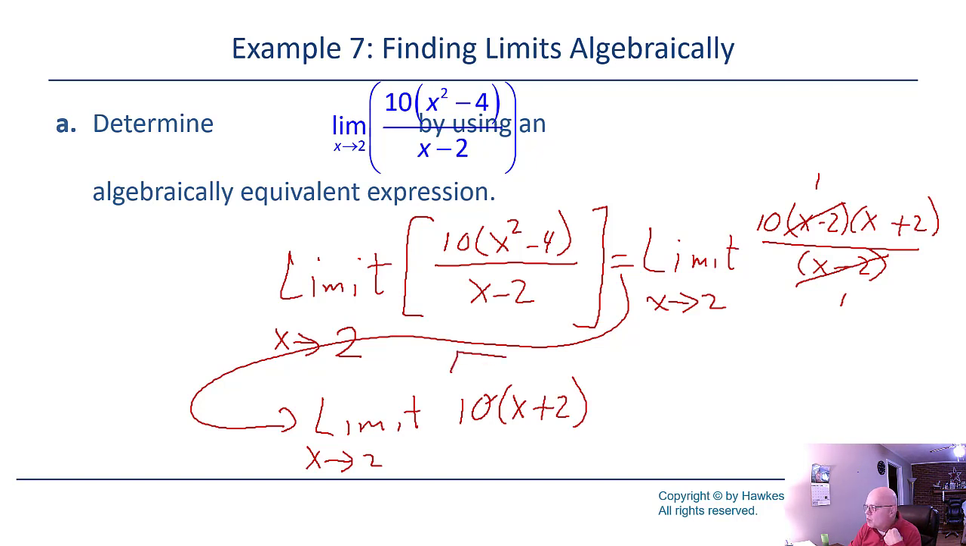Notice that this one, when we multiply it out, is a polynomial. So the good news is we can figure it out real easily. Just put the 2 in where the x is, and we've got our limit. 2 in for here gives us 4 times 10, 40. There's our answer.